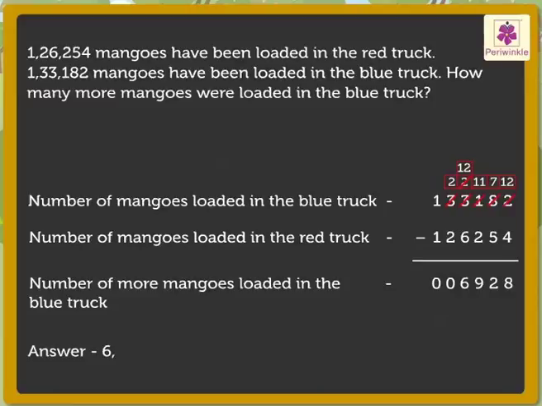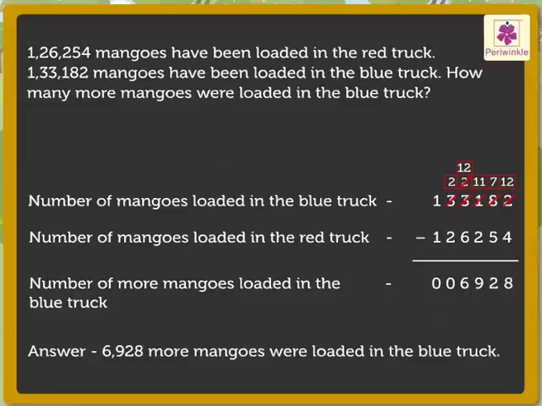Thus, 6,928 more mangoes were loaded in the blue truck. Now, we will solve one more subtraction story.